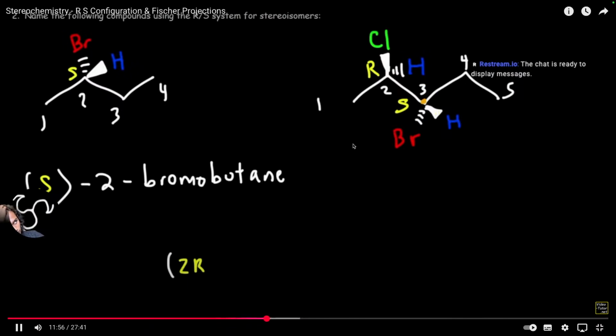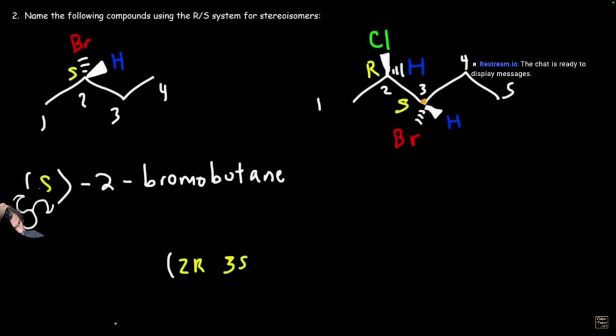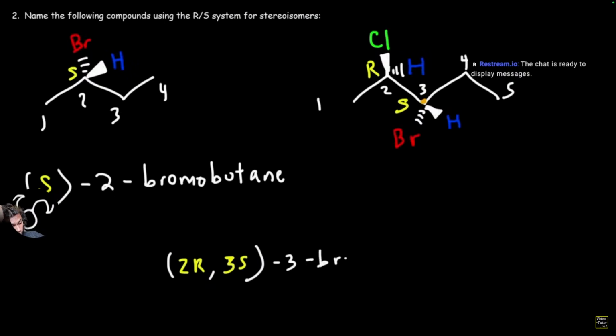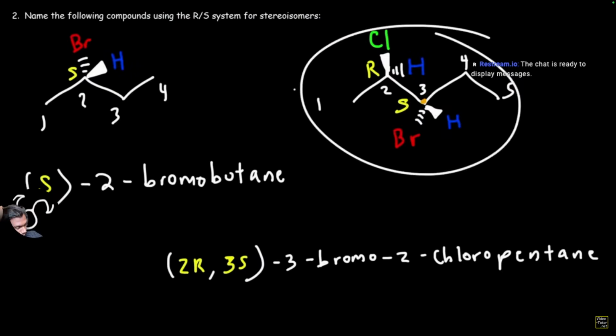On carbon 3, we have the S configuration. So this is going to be 3S. Now we need a comma between them. And then we need to put the bromo and the chloro group in alphabetical order. So B comes before C. Bromo is on carbon 3, so this is going to be 3-bromo. Chlorine's on carbon 2, so we're going to have 2-chloro. And for a 5 carbon alkane, that's going to be pentane. So this is 2R, 3S, 3-bromo, 2-chloropentane. So that's how we can name this particular stereoisomer.